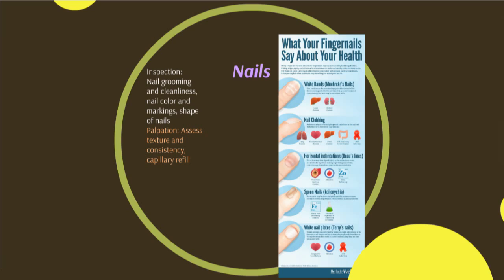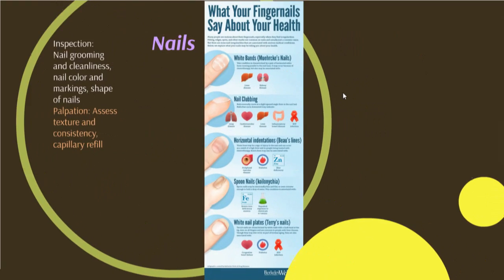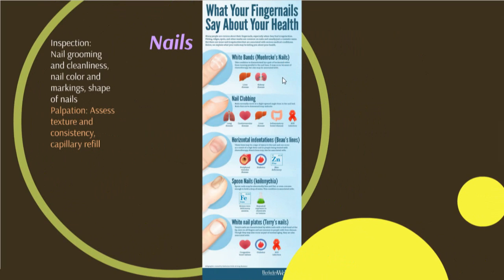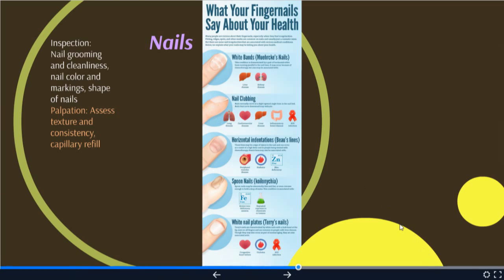When we're looking at the nails, we want to say that the nails are pink. The surface is slightly curved or flat, and the edges smooth or rounded. Okay, we're going to see the texture, the consistency. When you're looking and you see, maybe, if I can get it to zoom in a little, nail clubbing. Okay, this is what nail clubbing is. And that you're going to see somebody who has COPD maybe.